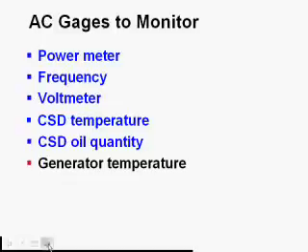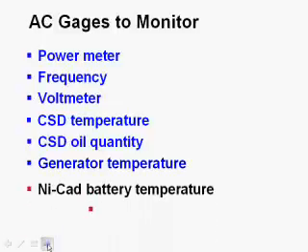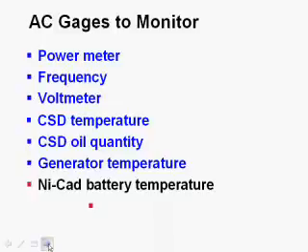The generator is going to get hot. It doesn't convert all of its energy from the engine into electrical energy. Some of it is converted into heat. So if something's wrong with it, it might get too hot. It's nice to know in advance. And of course, we've already talked about monitoring a nickel-cadmium battery temperature. So there are gauges that you would find in an AC powered aircraft. They're all turbine powered, so you're going to have a NiCad battery.